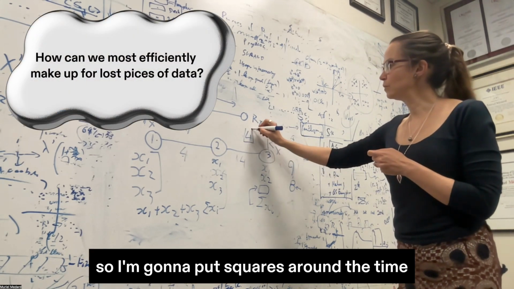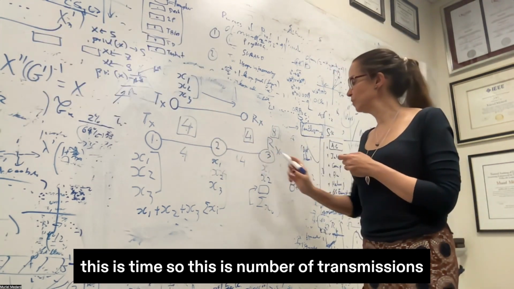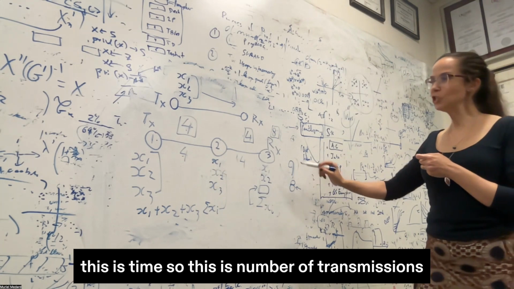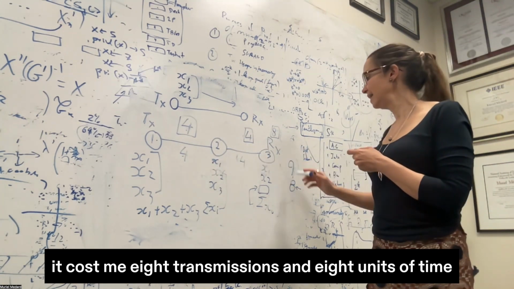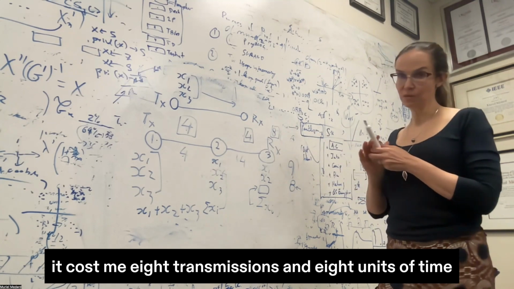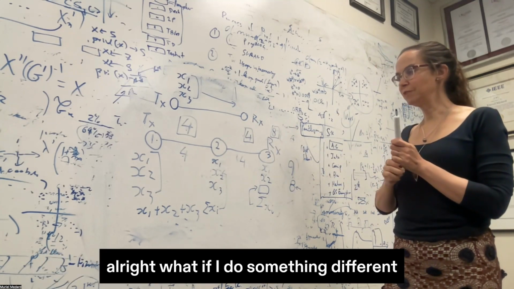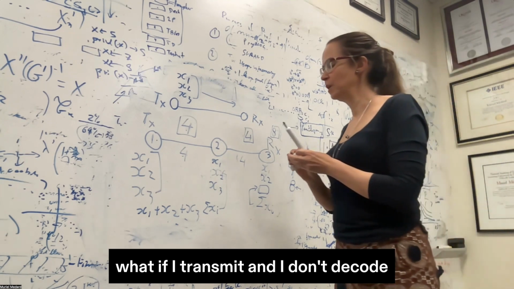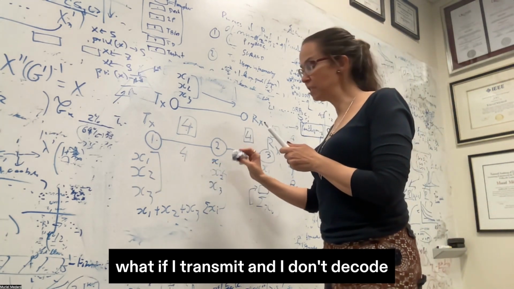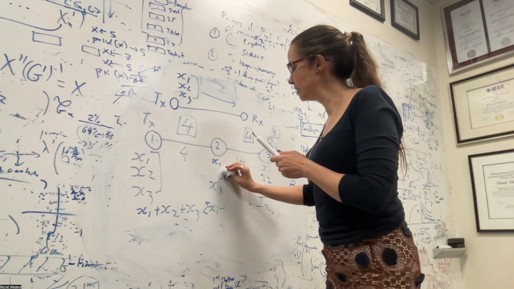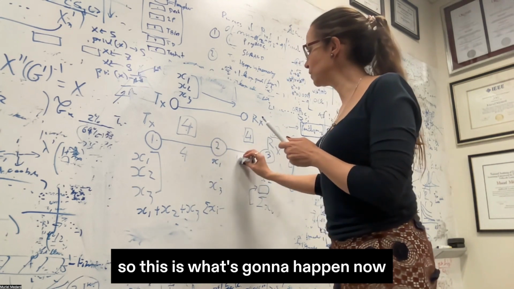So I'm going to put squares around the time. This is time. So this is number of transmissions, and this is total time. It costs me 8 transmissions and 8 units of time. All right? What if I do something different? What if I transmit and I don't decode, but I simply recode? So this is what's going to happen.